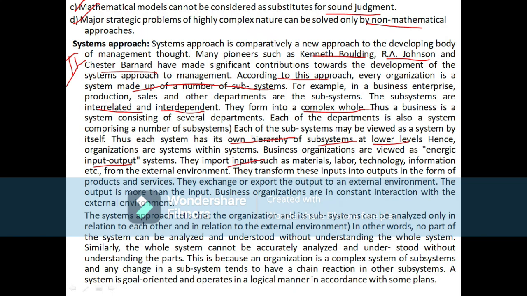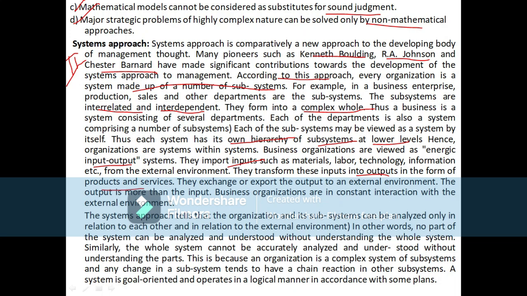We all know inputs are nothing but the 5 M's: men, material, machinery, methods and money. Likewise labor, technology, information are all used here from the external environment, which are considered as the inputs. Importing the inputs, we are now converting them, transforming them into outputs in the form of products or services. They exchange or export the output to an external environment, and the output is more than the input. Business organizations are in constant interaction with the external environment.